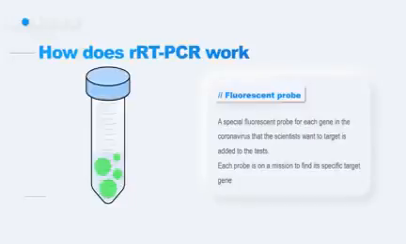Fluorescent probe. The special fluorescent probe for each gene in the coronavirus that the scientists want to target is added in the test. Each probe is on a mission to find its specific targeted gene. As new copies of the viral DNA sections are built, the marked labels attached to the DNA strands then release a fluorescence dye, which is measured by the machine's computer and presented in real time on the screen.